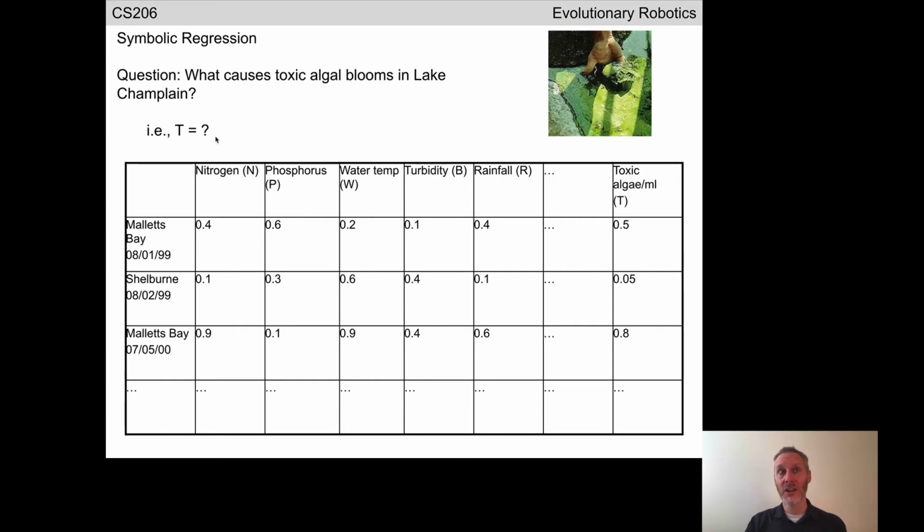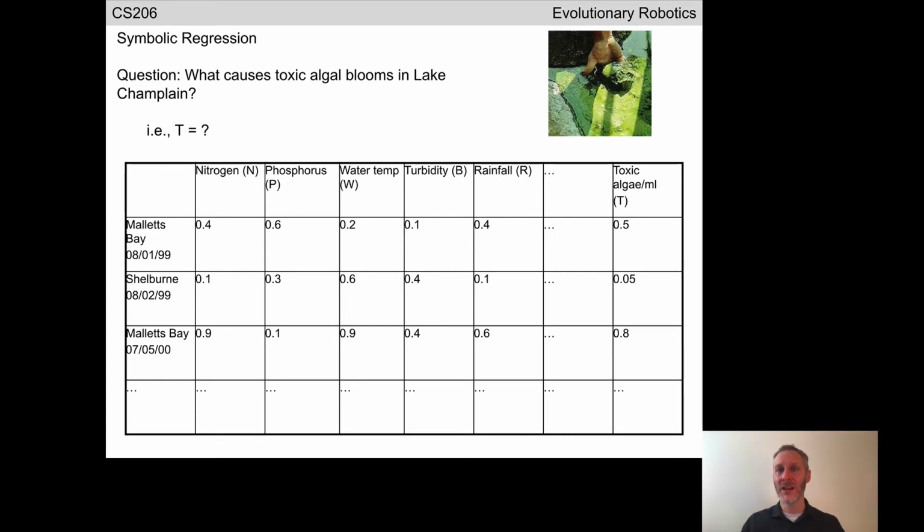The more nitrogen in the water, the more likely there is to be an algae bloom. But the ratio between nitrogen and phosphorus plus the amount of nitrogen is even more predictive. So T equals N plus P over N, the amount of nitrogen plus the ratio between nitrogen and phosphorus, is an even better model that predicts T. Already, N plus P over N is hard to know exactly what it is.